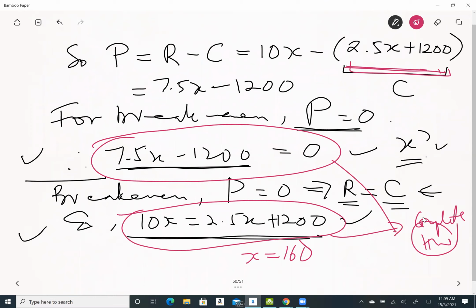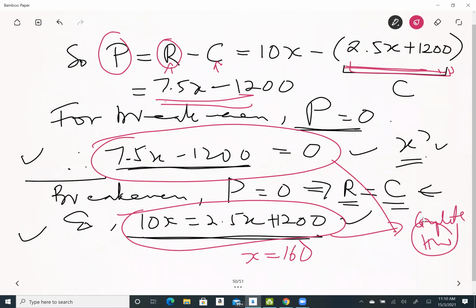Okay, understood. So you substitute that 160 either into the revenue, which is 10x, or into the cost. That is, if you substitute into the profit, or substitute into the one below, you will get 0. You get 0 because that is the break-even point. Now we know that P is equal to 0. Now we want to find the revenue and the cost, and they must be equal. Why? Break-even means revenue equals cost.